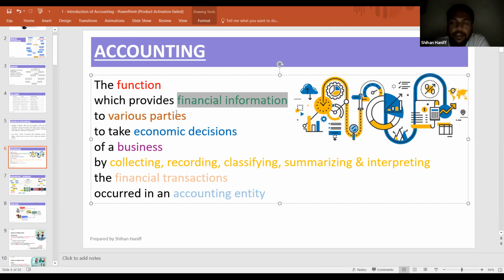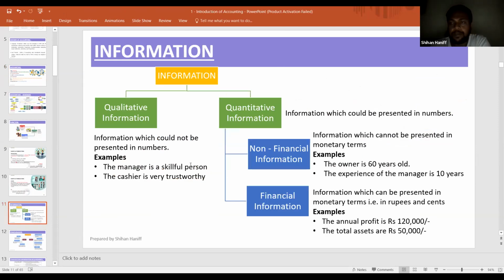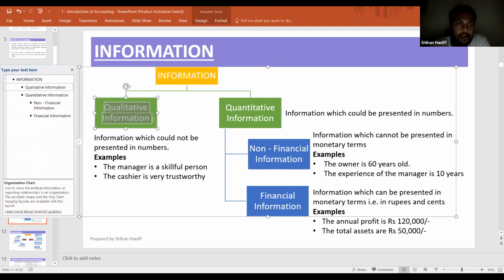Now, here we don't say just information. What is information? Information is processed data, right? Information used to make decisions. So let's learn what is meant by information. Information can be divided into two types: qualitative information and quantitative information.